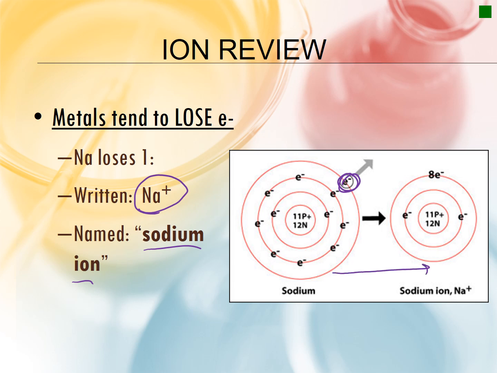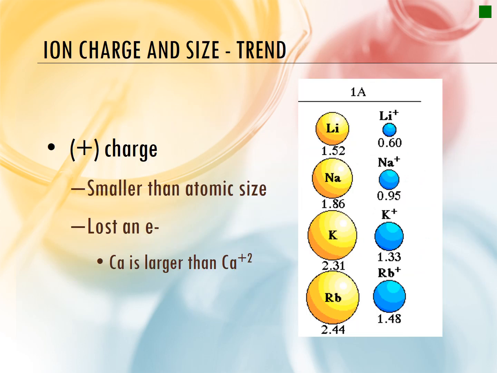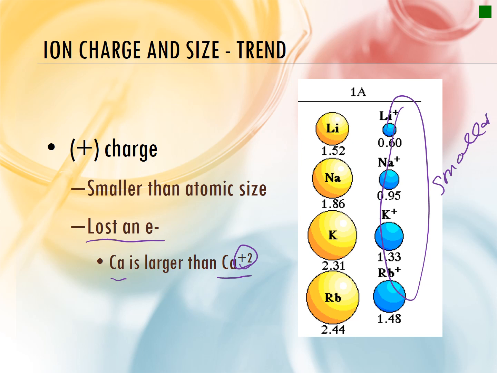So what do you notice about the size? Well, you should notice that you lost this whole outer ring. So what happens is that it goes down in size. So the general trend is that if something becomes a positive charge, it becomes smaller in size. Why? Because you lost an electron. So for example, calcium is larger than calcium with a +2. Lithium is larger than lithium with a +1. So anything with a plus is going to be smaller than its atom, or the one without the charge. Why? Because think about it like losing weight: you're losing an electron, you're losing weight, it's going to get smaller in size, if you want to use that type of logic.